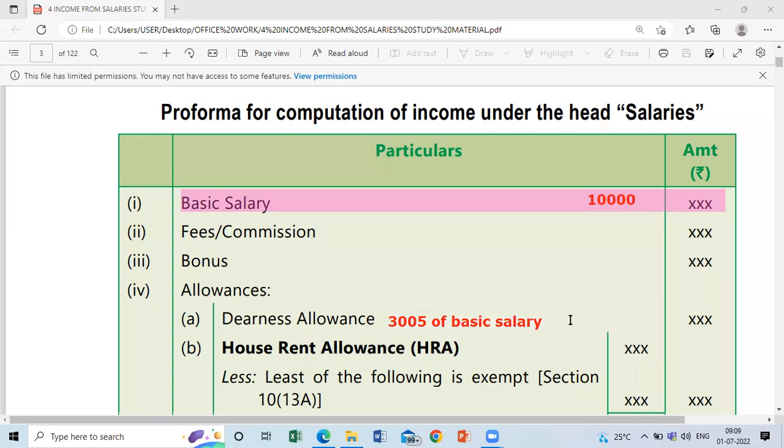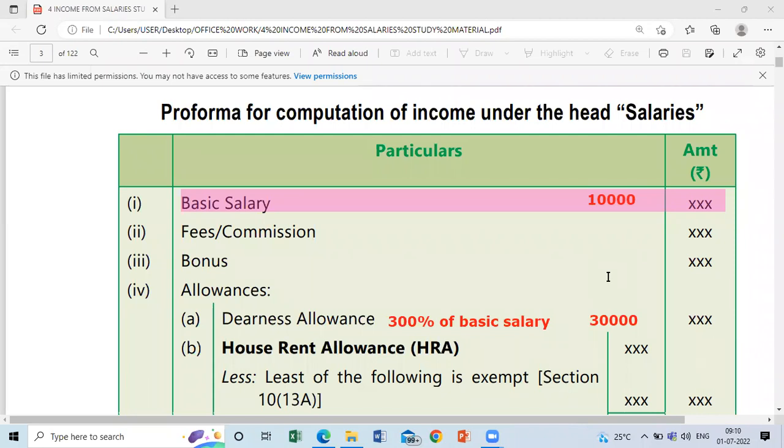So here I will put the amount, 300% of basic salary will come to how much? 10,000 multiplied by 300% will be 30,000. See, employer cannot make much change in the basic salary. They can reduce the DA, they can reduce the HRA and all that stuff. But normally they don't make changes in the basic as per the terms of employment.